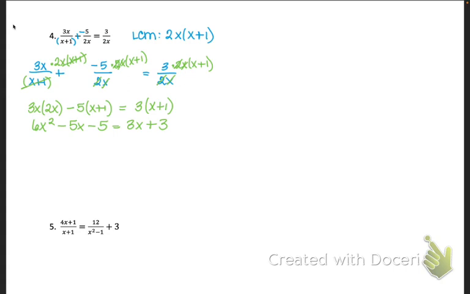Since I see a quadratic, I'm going to start by getting this equal to 0. So 6x squared minus 8x minus 8 equals 0. We're going to hope that this is factorable. We shall see. I don't know if it will be, but we will find out. So I see a GCF of 2 to start. So I get 3x squared minus 4x minus 4.